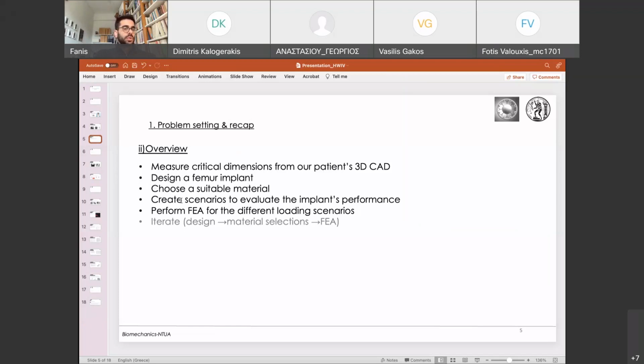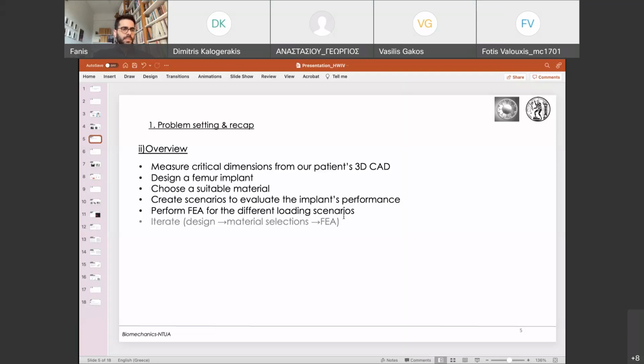Then we will go into choosing a suitable material and deciding on some scenarios where we can evaluate the implant's performance, essentially how it's going to be used in daily life. What our patient is going to do with this femur implant, how long he's going to stand, if he's going to run, walk, or jump. And finally, we're going to perform a finite element analysis for the different scenarios we decided on, and just see if there's a problem, if the implant can hold, or if it needs any improvements.